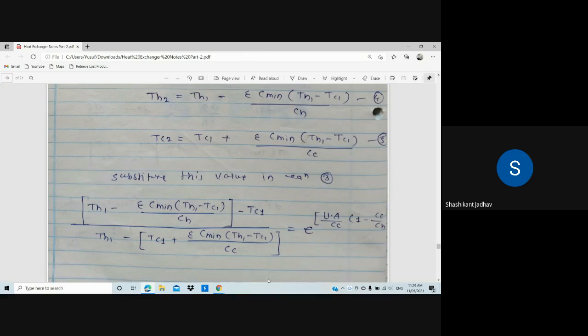Okay, everyone substitute the values and do the simplification by your own. Do the simplification. Put the values of Th2 and Tc2 in equation number 3 and do the simplification by yourself. Do the simplification and write down whatever equation comes.